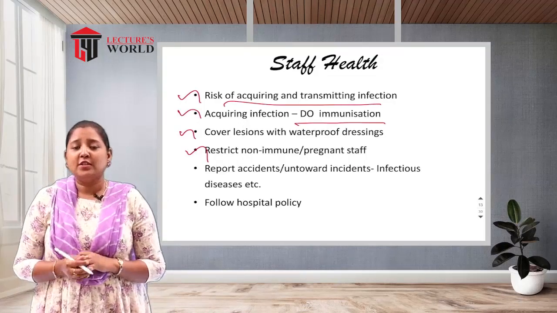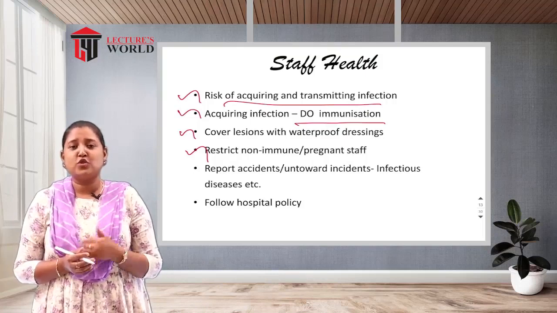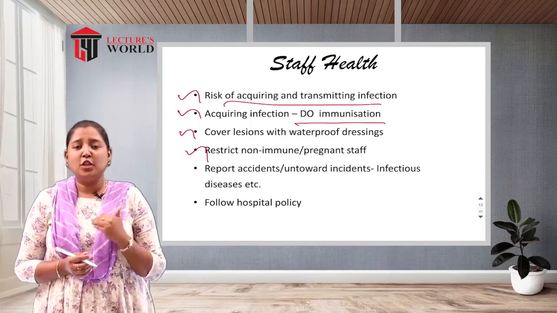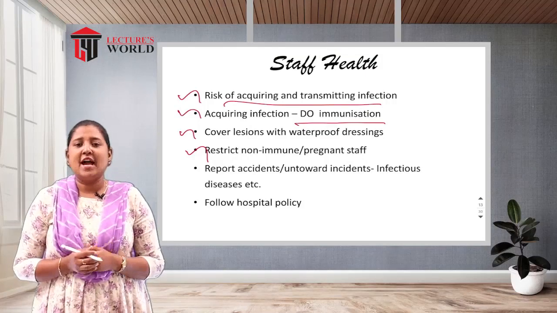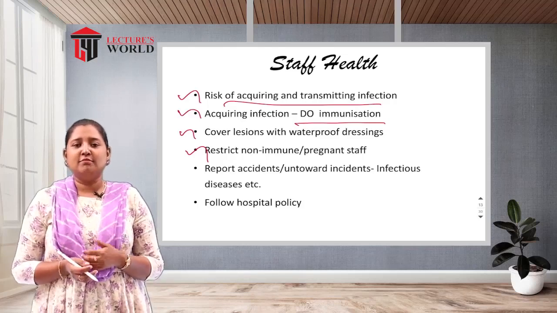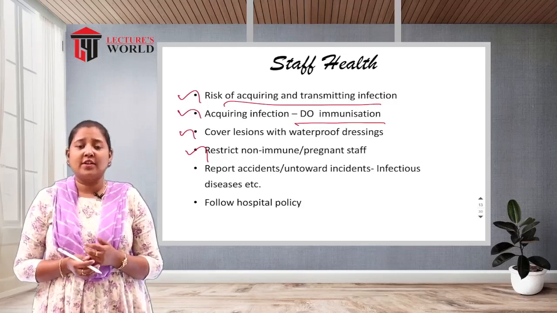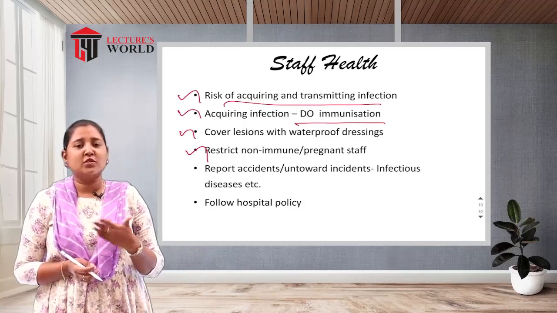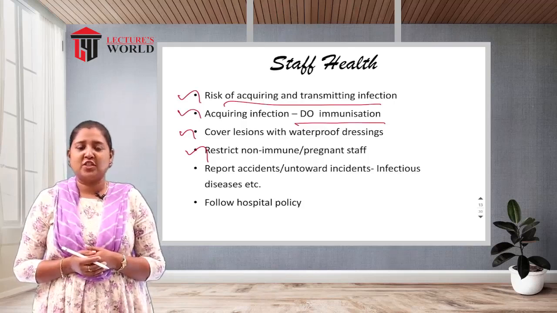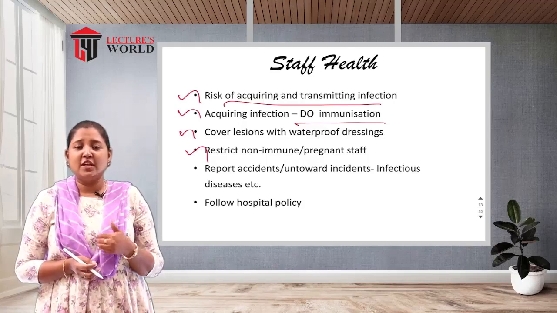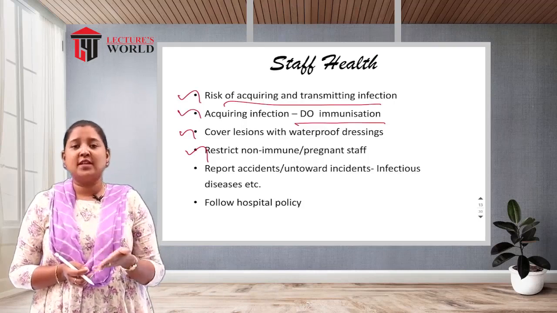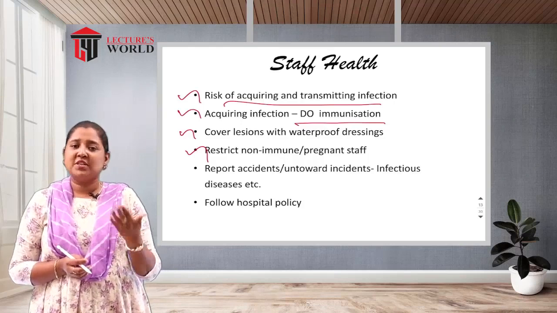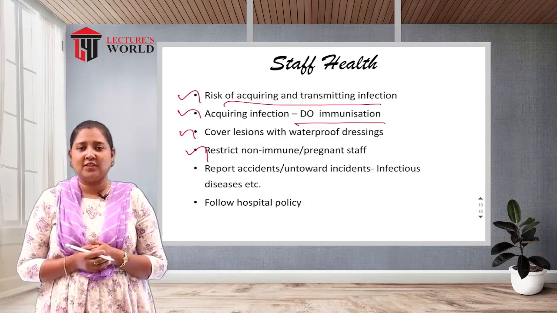Do avoid non-immune or pregnant staff working in the hospital. If I am a staff or medical personnel with a low immune system, I should not be allowed to take care of highly infectious disease patients. Even a pregnant staff nurse should not be allowed to take care of infectious patients. Why? During pregnancy, my immune power is less, and at that time I have more chances of getting diseases from the infectious patient. So such staff can be kept away from taking care of highly infectious patients at the hospital.